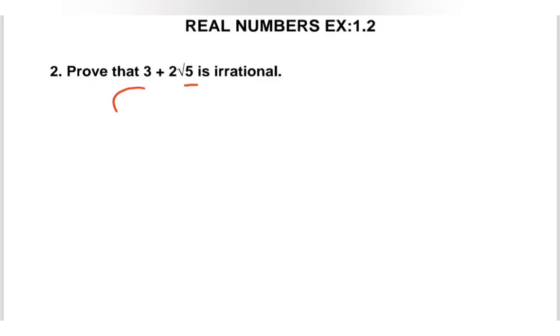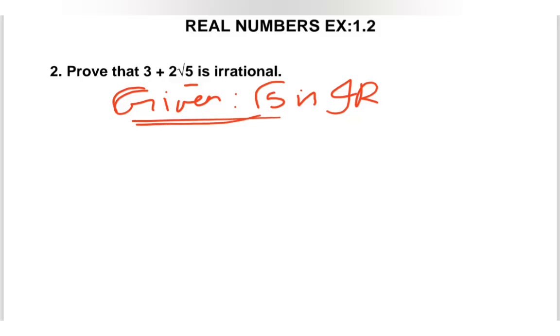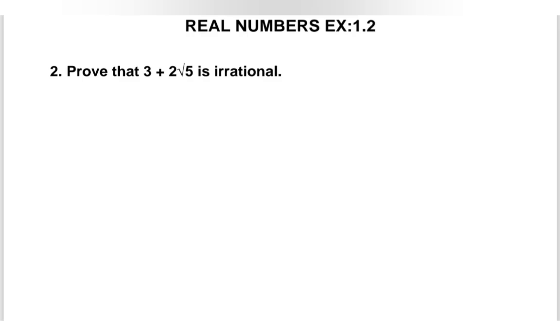So after proving that root 5 is irrational, you should write the given statement: root 5 is irrational. But in certain sums, the question itself gives that the root number is irrational. For those, you need not prove it again. So this would be a statement. Let's jump into the sum. We know that root 5 is irrational.